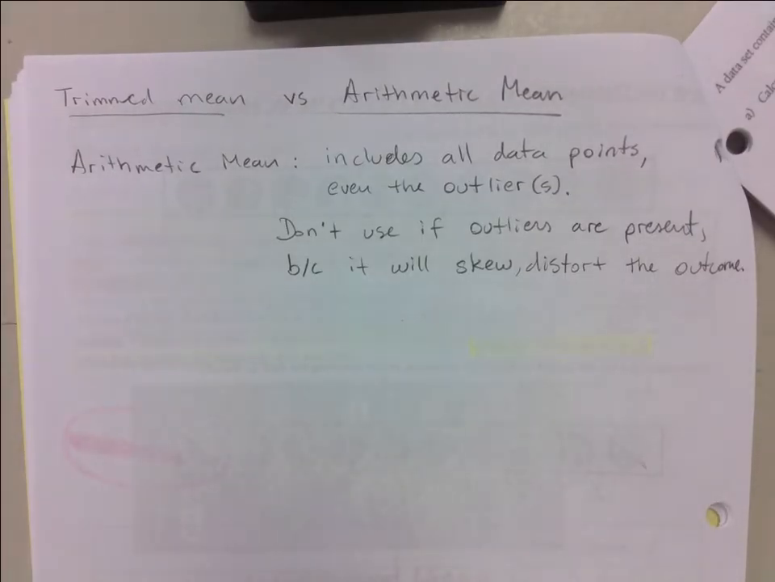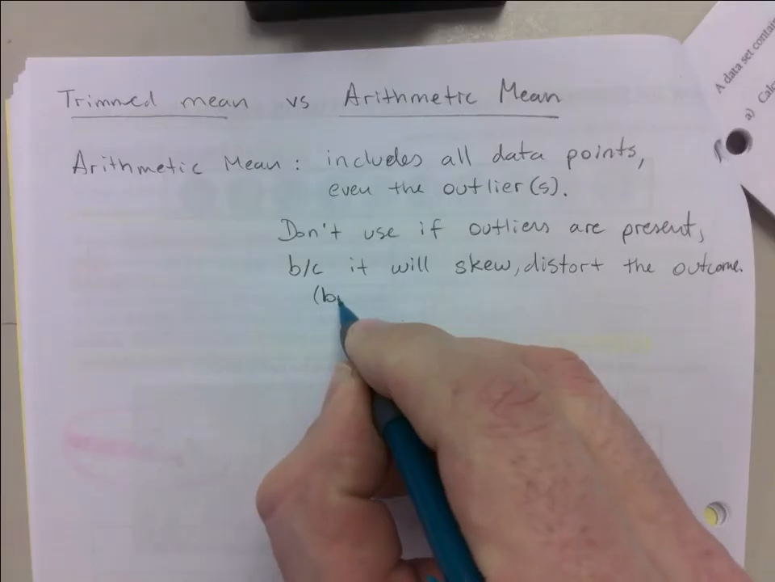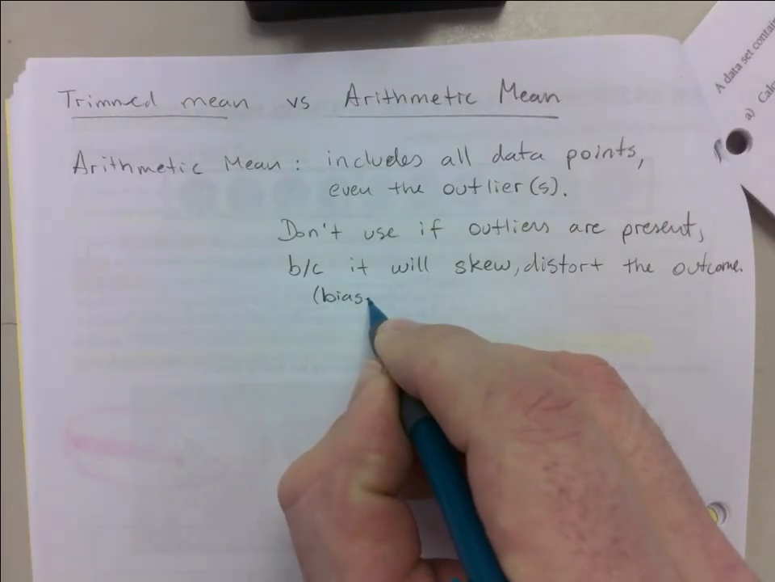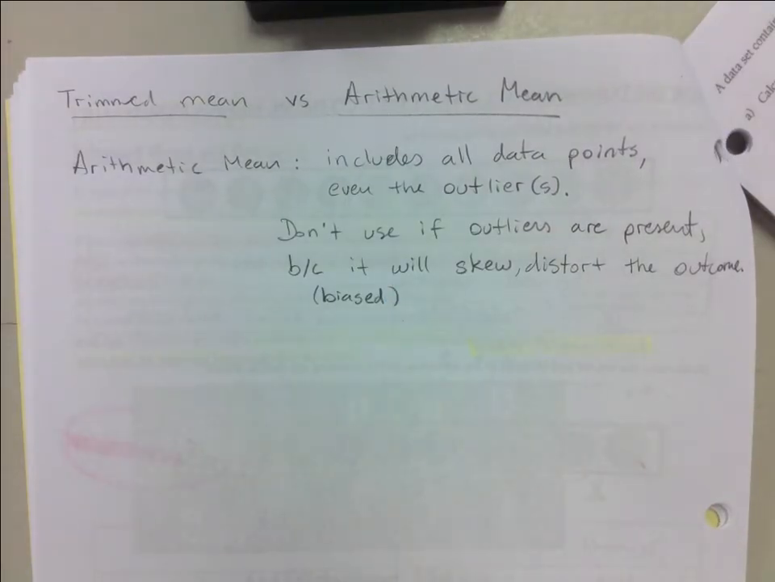So the arithmetic mean, if we asked you to just calculate the mean, just go for it, okay? If you don't notice outliers, you just do it. But if we asked you, is it a good idea to use it? If you notice outliers, you'd say, no, do not use the mean. The mean is skewed, it's biased, right? You can also use this word, biased outcome. In that case, we would not want to use the arithmetic mean.